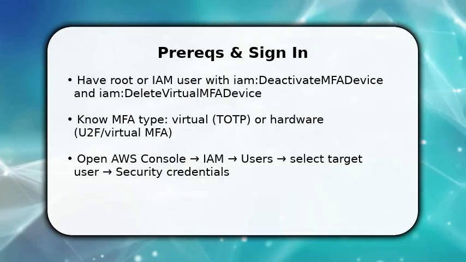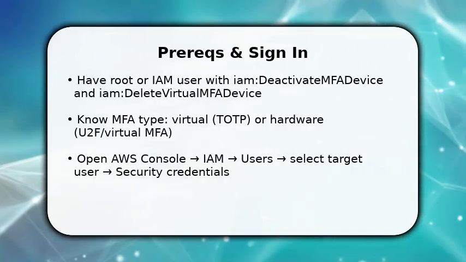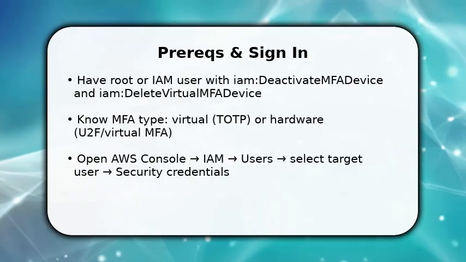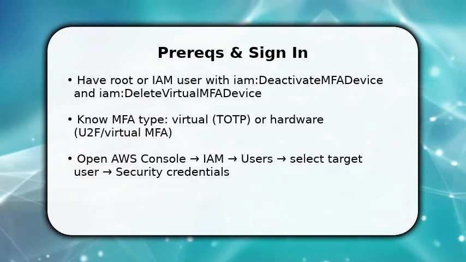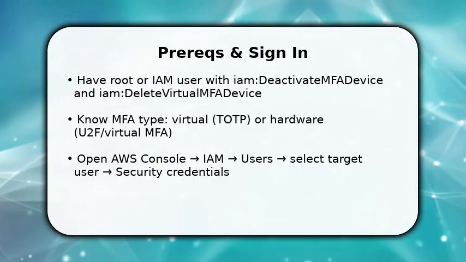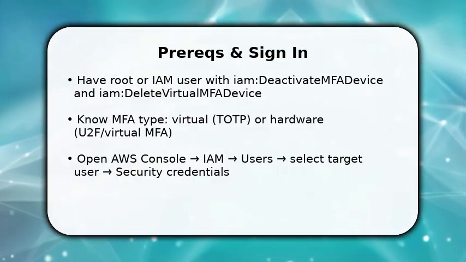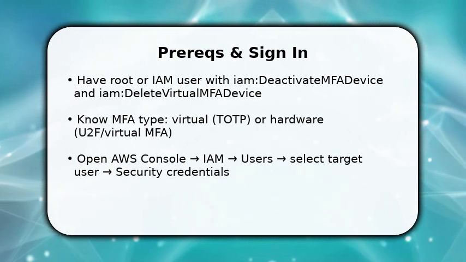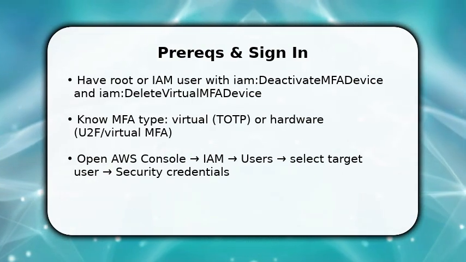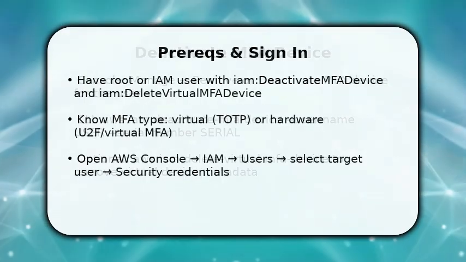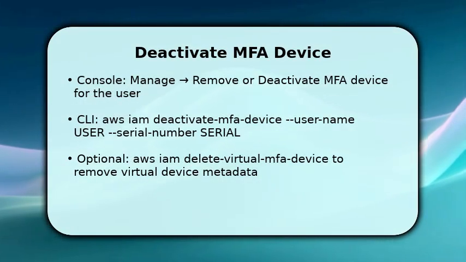Now go straight to the AWS console, open IAM, then Users, and select the target user. Make sure you land on Security Credentials. This is where you can see assigned MFA devices and begin the deactivation process. Once on the user's Security Credentials page, choose Manage under Assigned MFA Device and click Deactivate or Remove.